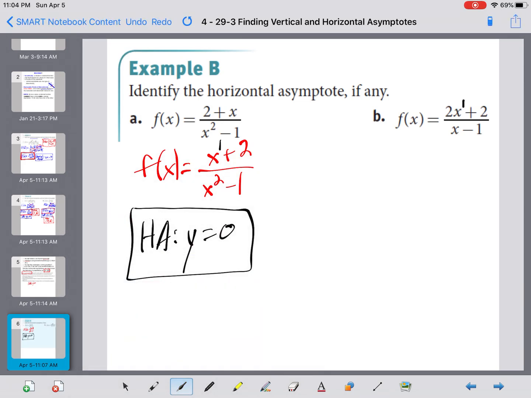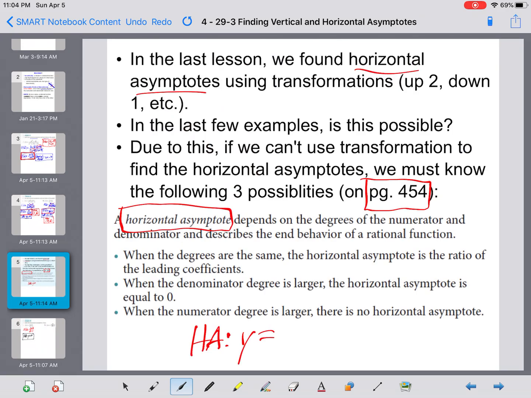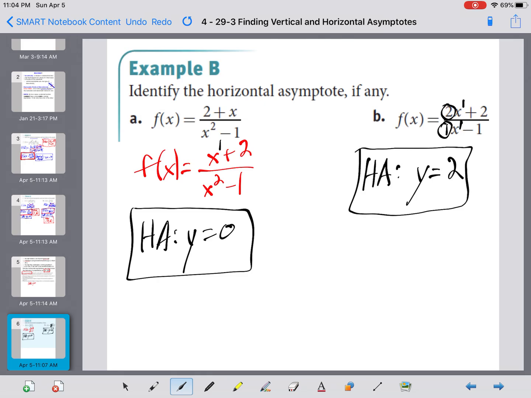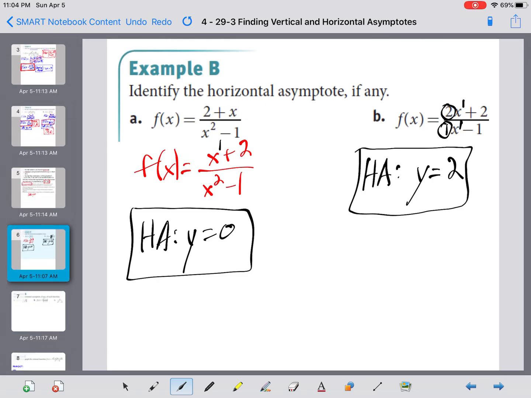So what we have is an x to the first up top and an x to the first down low. The degree of the numerator and the denominator are the same. So when they're the same, the horizontal asymptote is the ratio of the leading coefficients. So the leading coefficients are the numbers out in front of the lead term, right? So there's a 2. When you don't see a number out in front of a variable, we know that's a 1. So those are my leading coefficients. So the horizontal asymptote for this example is y equals, remember always y equals, 2 divided by 1, which is just 2. All right, simple as that, finding horizontal asymptotes, okay?